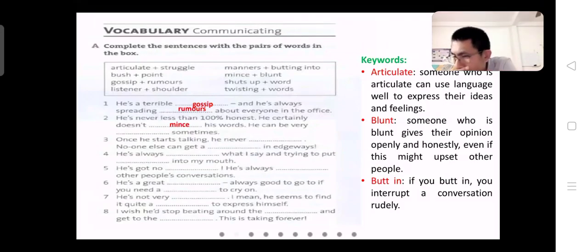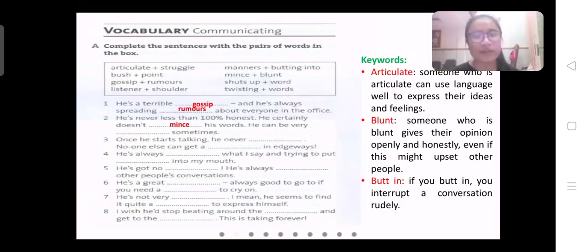Doesn't mean his word. He can be very blunt sometimes. And number three, once he starts talking, he never shuts up. No one else can get a word in edgeways. And number four, he's always twisting what I say and trying to put words into my mouth.